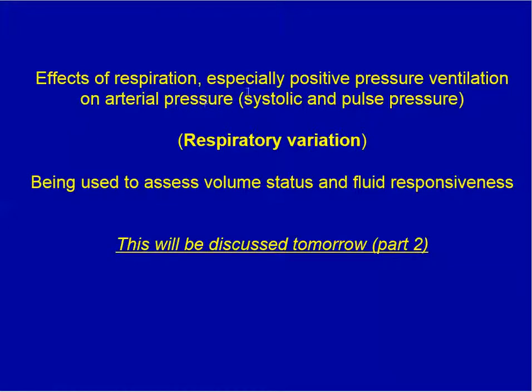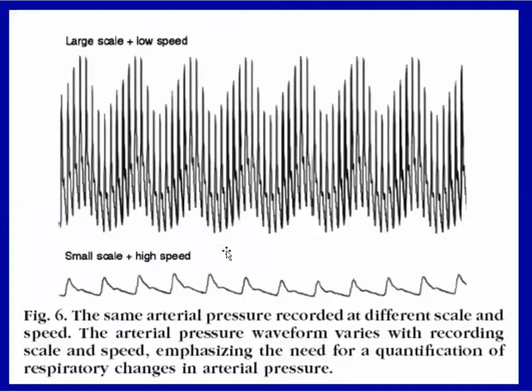The effects of respiration, especially positive pressure ventilation, on arterial pressure is referred to as respiratory variation and is commonly now being used to assess volume status. As illustrated in this slow amplified tracing, normally with respiration the blood pressure goes up and down, and the amount of variability has been found to be related to intravascular volume and volume responsiveness, which again we'll discuss in much more detail tomorrow.